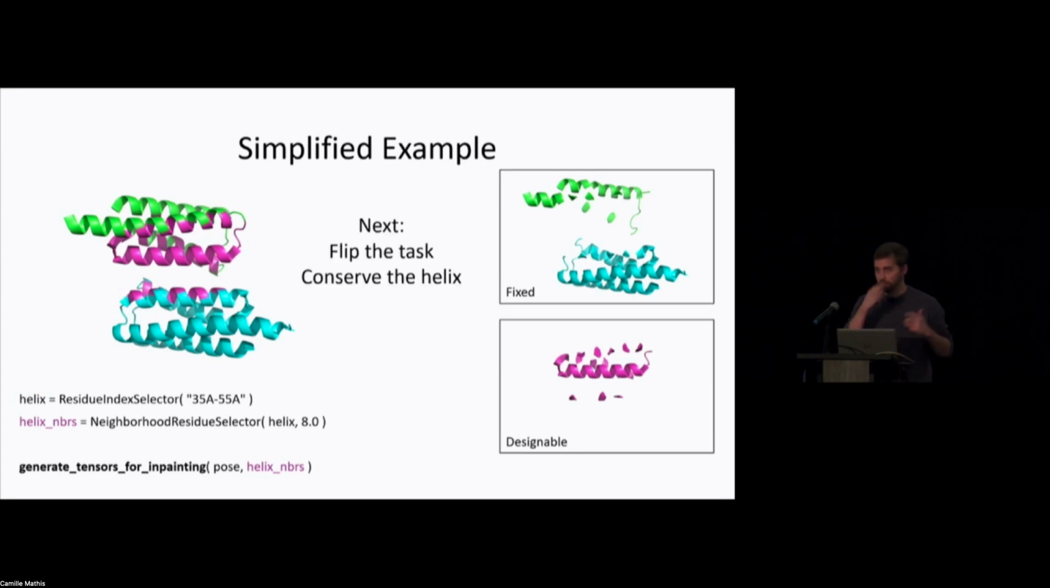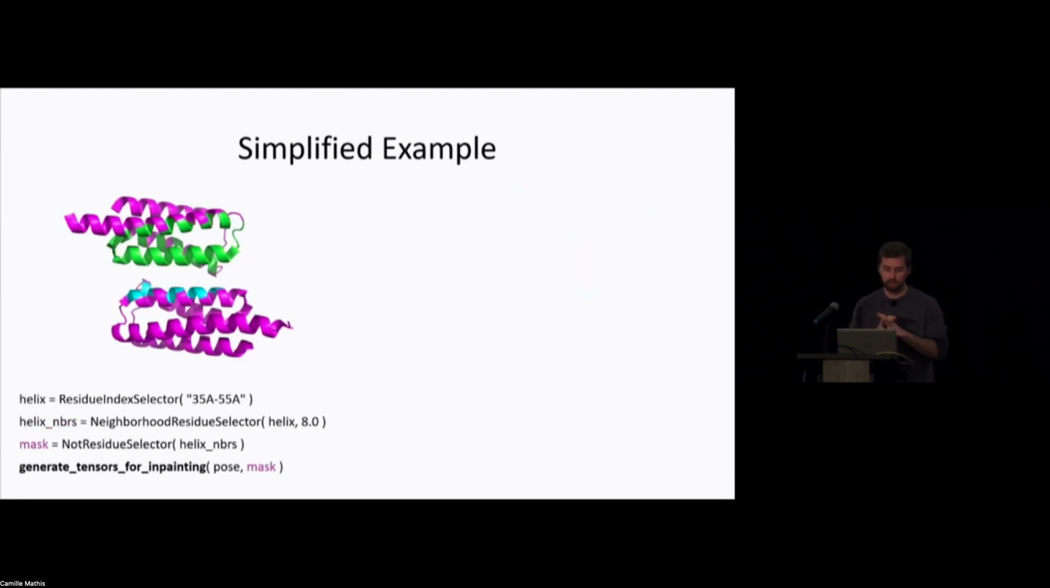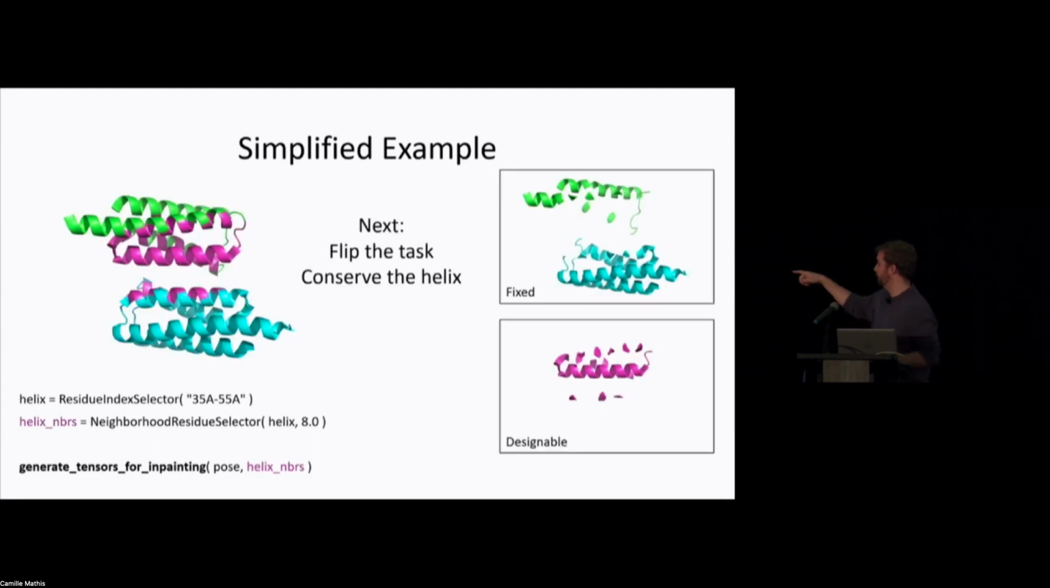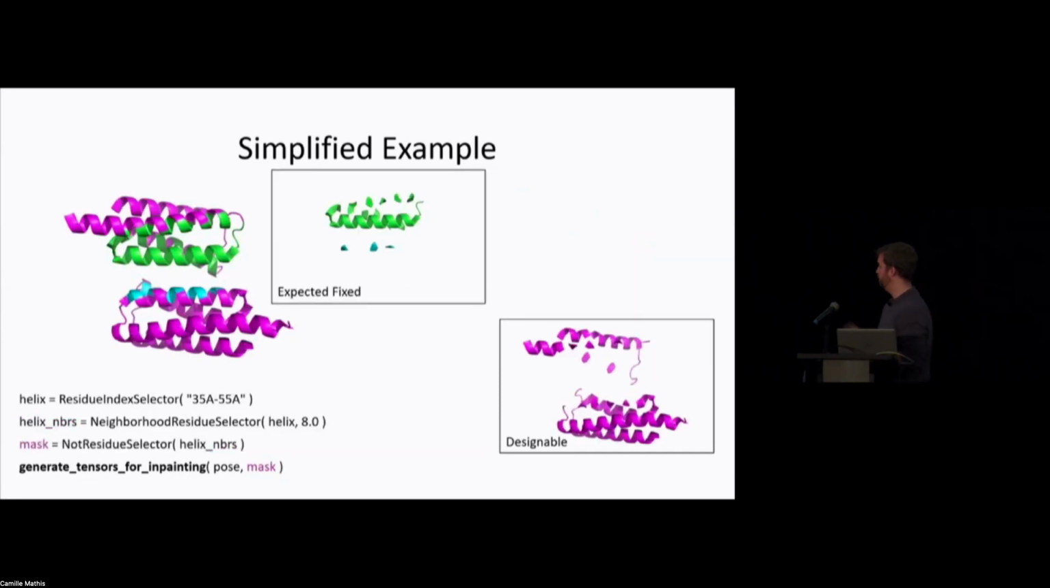But you could just as easily imagine inverting the task and saying that we want to conserve the helix and perhaps its binding neighbors. So essentially we just flip everything, and now your mask is the opposite. And you would expect this, right? The selected mask is just the opposite of what we just had. On the right, you would just expect the flip. You would expect this, where the designable positions are everything except the helix, and the fixed positions are the helix and its neighbors.